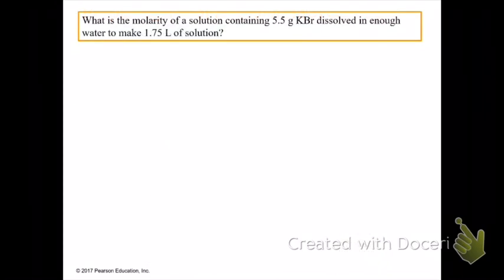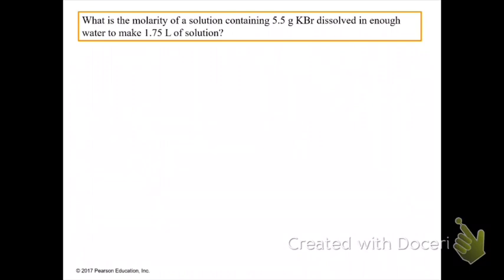So here's a mathematical example. What is the molarity of a solution containing 5.5 grams of potassium bromide, KBr, dissolved in enough water to make a volume total of 1.75 liter solution? Whenever you're calculating concentration, which is molarity, you can use the second equation that I gave you earlier.